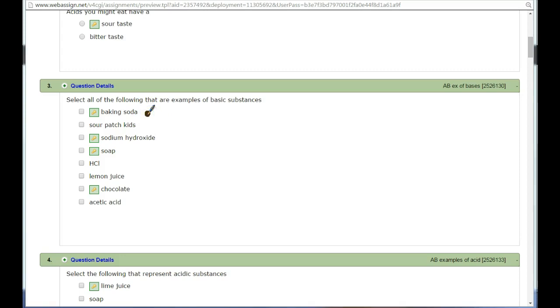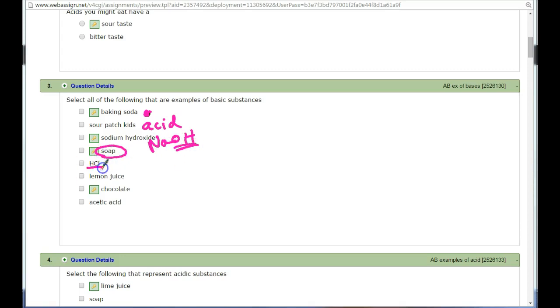Baking soda is a basic solution. Hopefully you remember that from your grocery store lab. It turned pink. Bases turn pink with phenolphthalein. Sour Patch Kids are acids because they have citric acid in them. Sodium hydroxide, anything that ends in OH is a base. Soap is slippery to the touch.